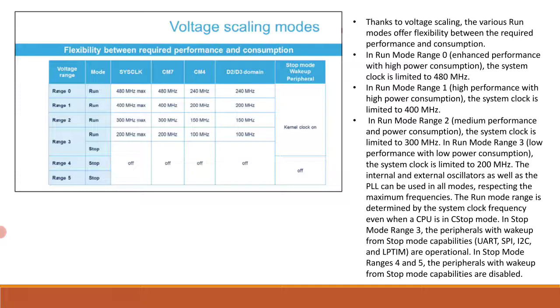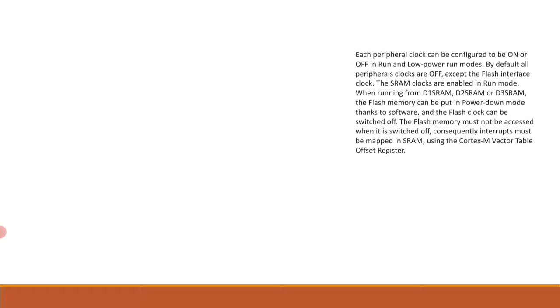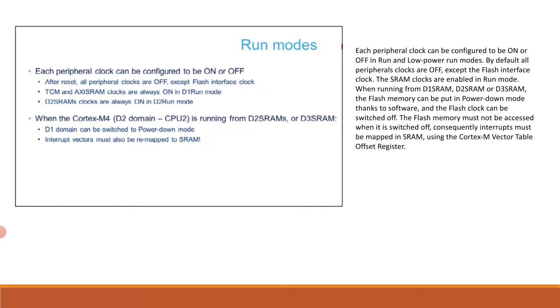Each peripheral can be configured to be on or off in run and low power run modes. By default, all peripheral clocks are off except the flash interface. The SRAM clocks are enabled in run mode. When running from D1 SRAM, D2 SRAM or D3 SRAM, the flash memory can be put in power down mode thanks to the software, and the flash clock can be switched off.